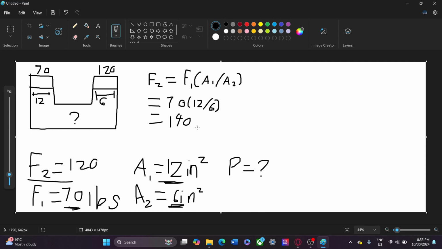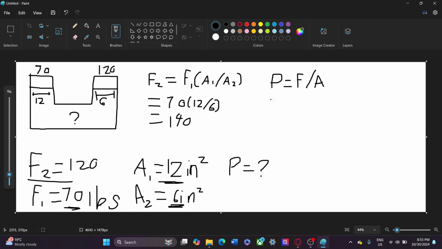Now, what we can do now is to know that to get pressure, what we have to do is we have to do force divide that by area. Now, pressure should also, so what you do now is you could do one of two things.